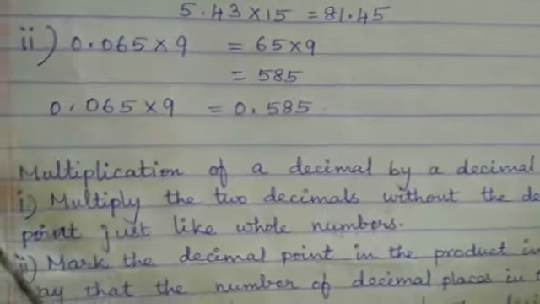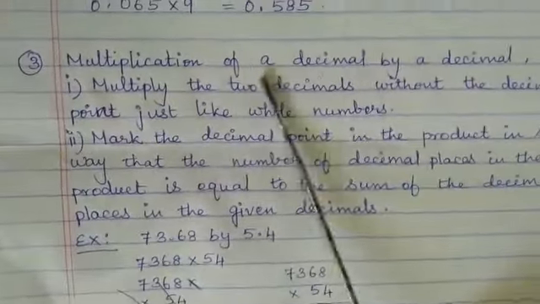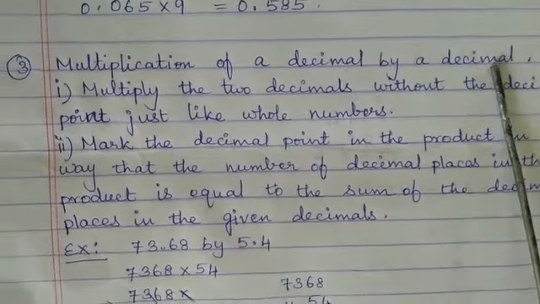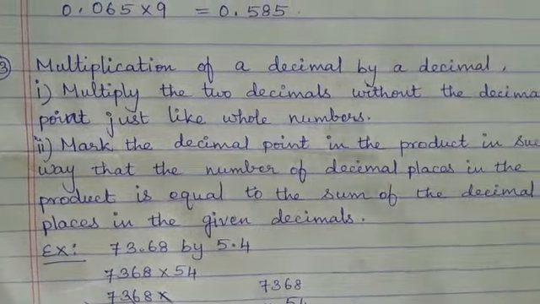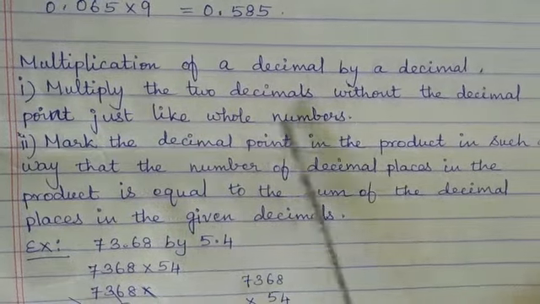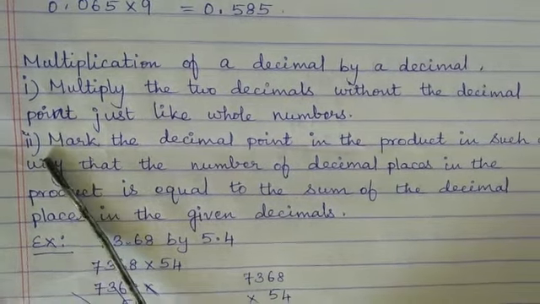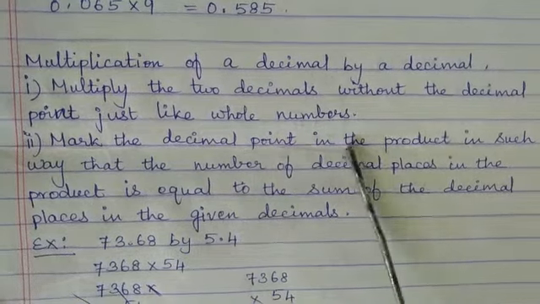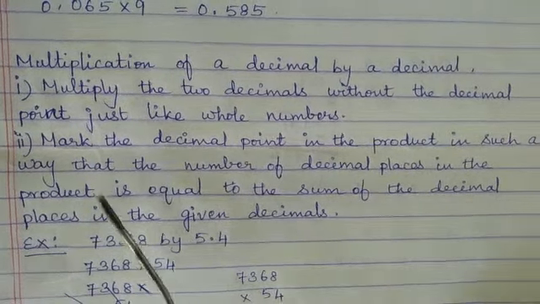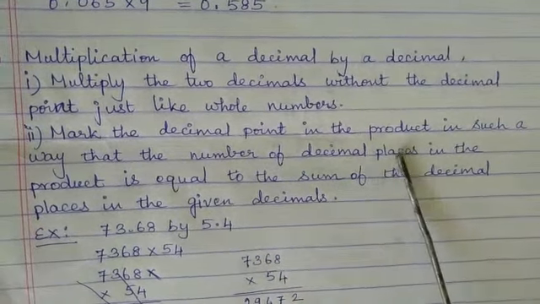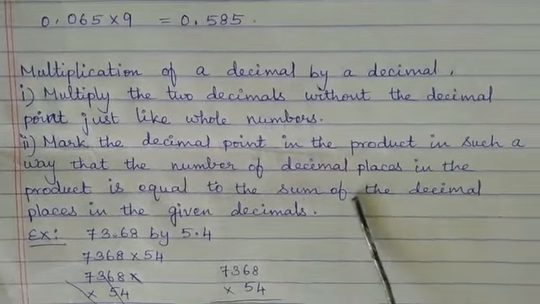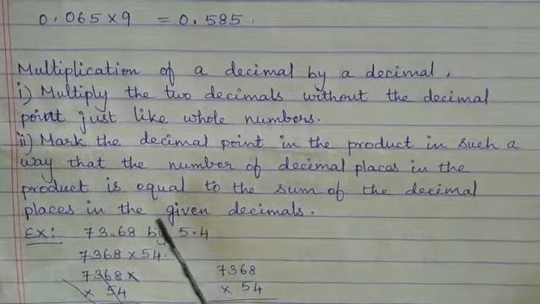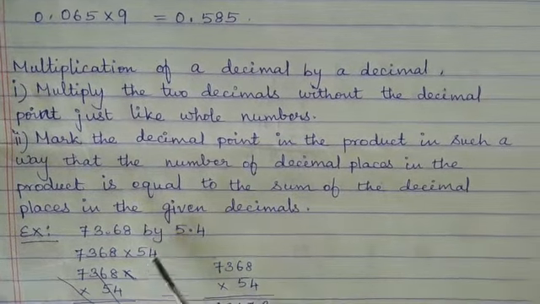Third type, multiplication of a decimal by a decimal. What to do? Multiply the 2 decimals without the decimal point, just like whole numbers. Then second step, mark the decimal point in the product in such a way that the number of decimal places in the product is equal to the sum of the decimal places in the given decimals. So let's see the example.